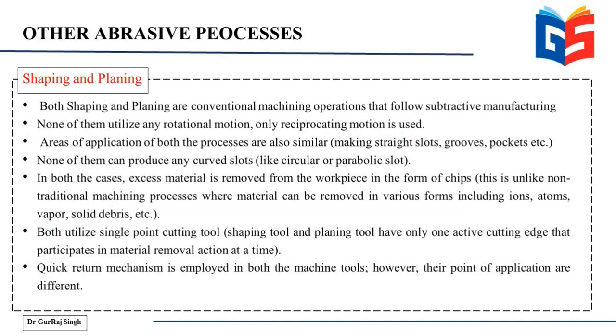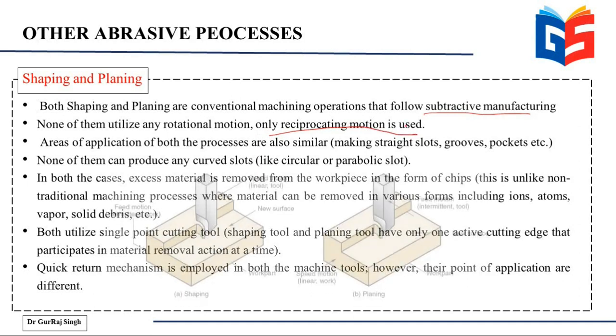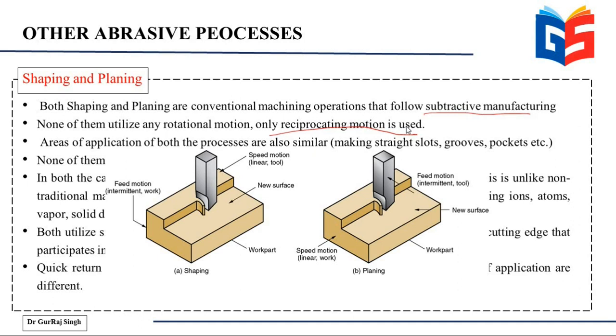Now when we talk about shaping and planing, they are usually discussed together. And why is that so? Because they are similar processes. Both of them use a single point cutting tool, and in both of these processes the cutting is done using the reciprocation of either the tool or the workpiece. So both shaping and planing are conventional machining methods that follow subtractive manufacturing. None of them utilize any rotational motion, and only reciprocative motion is used in both these processes.